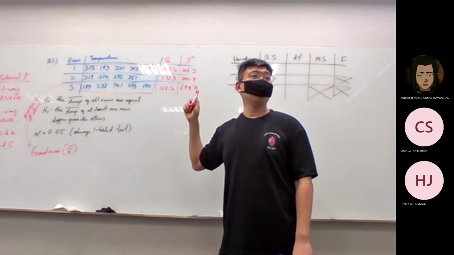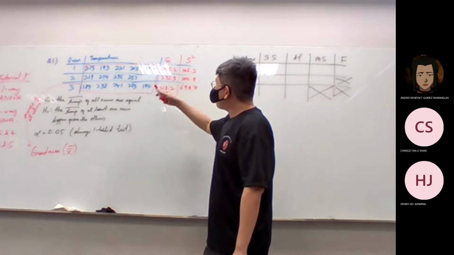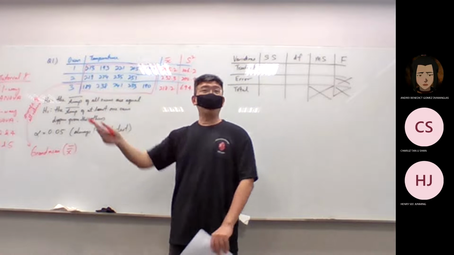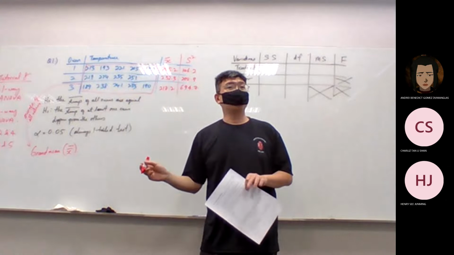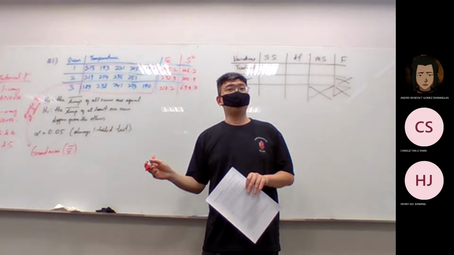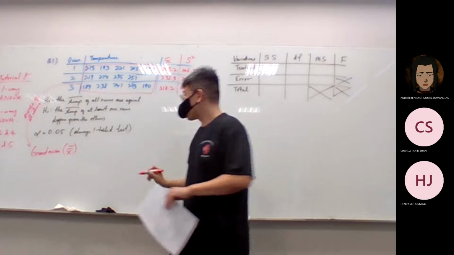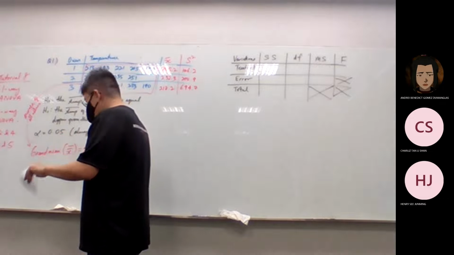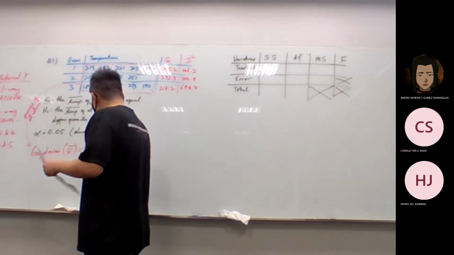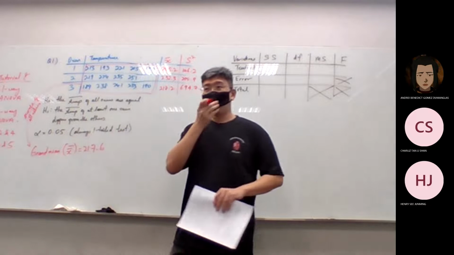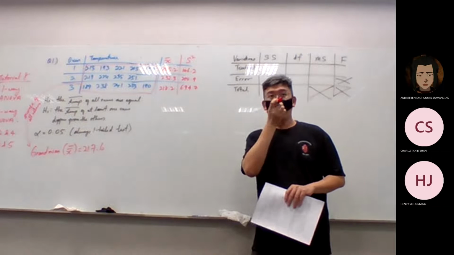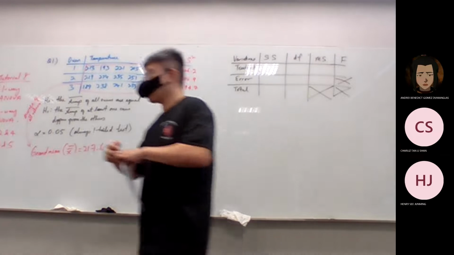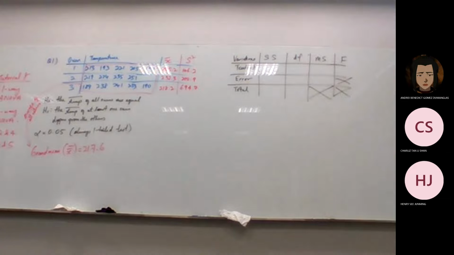Very risky. Because why? 205.2 comes from 5 numbers, 232.3 comes from 4 numbers. So you actually have to multiply them up first. Make sense? So in this case, you will get 217.6.